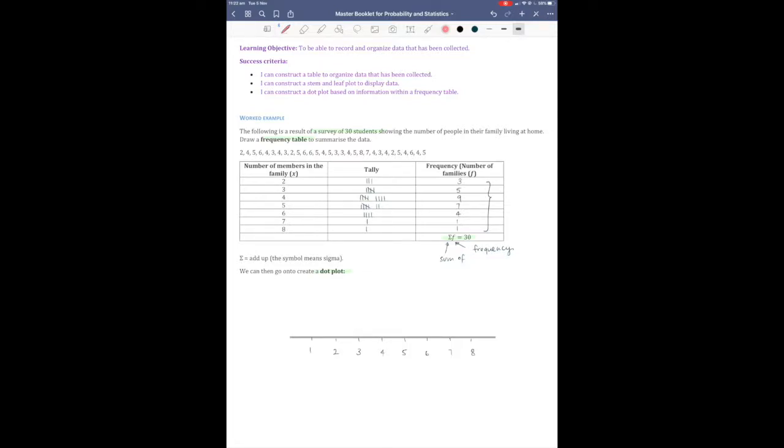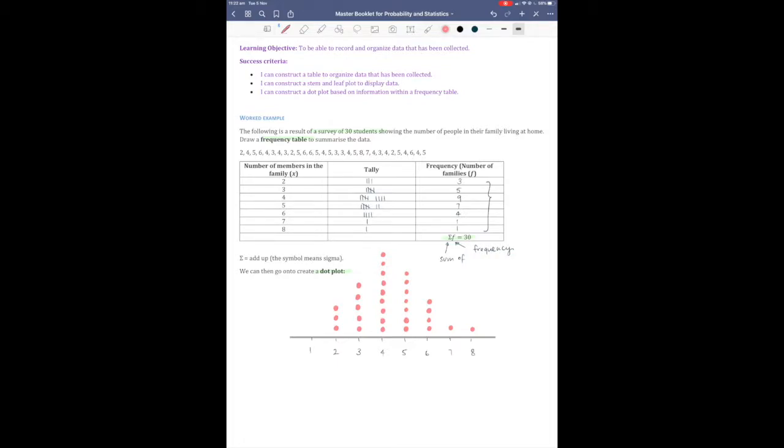We've got no data for 1, so moving on to 2, we've got 3 families. And then for 3, we have 1, 2, 3, 4, 5. The next one we have 9. Then we have 7. Then we have 4. And then 1 and 1 for 7 and 8.